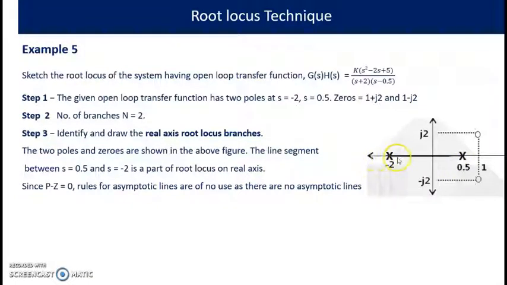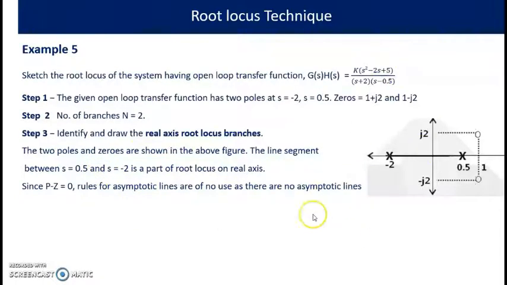Beyond minus 2, if you are taking any point beyond minus 2, to the right of that particular point, 1, 2, 3, 4. 4, it is an even number. So no point after minus 2 is part of the root locus. So only this line segment, 0.5 to minus 2, is part of the root locus. So darken that particular line segment.